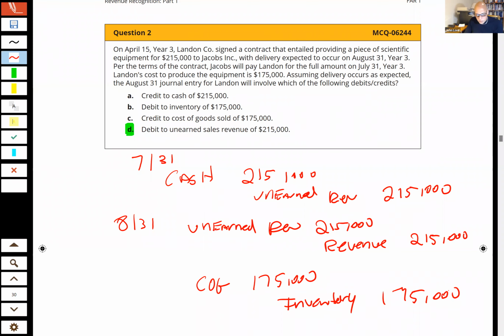Okay, so now let's go through the choices. We know the answer is D, but let's see how we understand it. Would we credit cash for 215? That's nonsense. Do you debit inventory on August 31st? No, we credited inventory. Do you credit cost of goods sold? No, we debited cost of goods sold. We did debit the unearned revenue, which just about everybody got. Question?